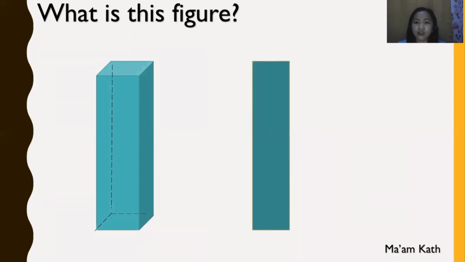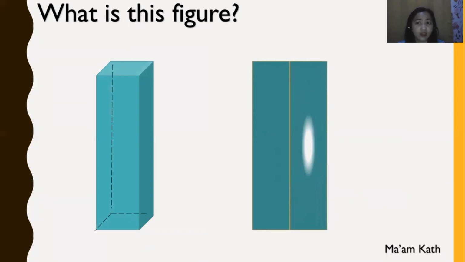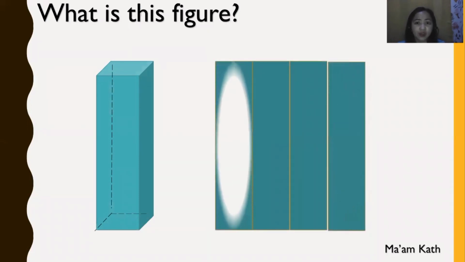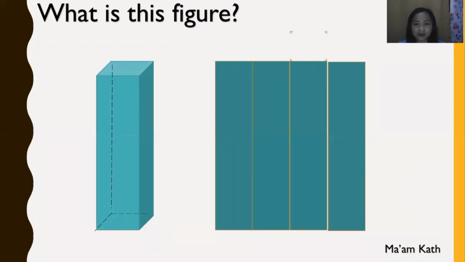So we have here a rectangle, another rectangle. We have four rectangles, another rectangle here, and another rectangle here. So this figure is what we call the net of this solid figure. So when you fold this figure, you can form a prism, a rectangular prism here.